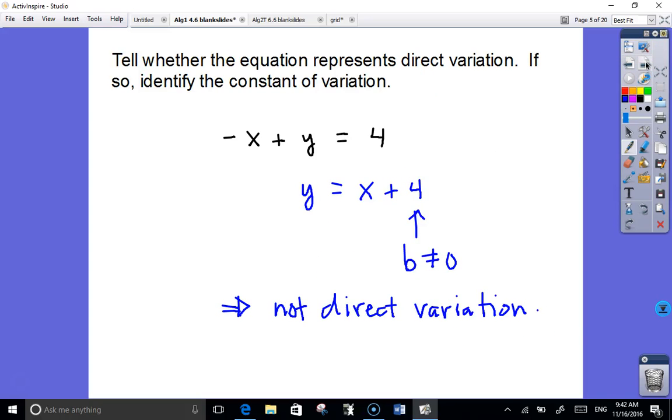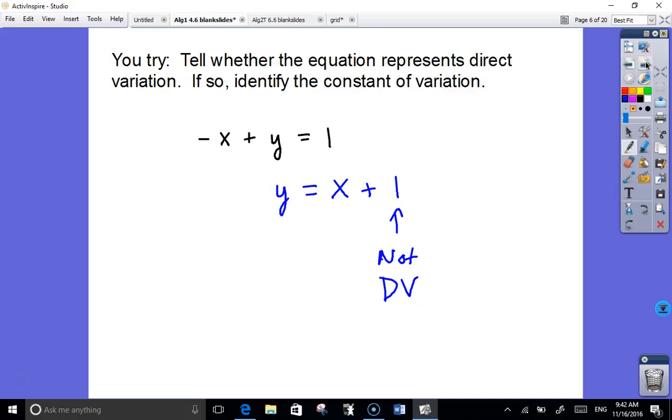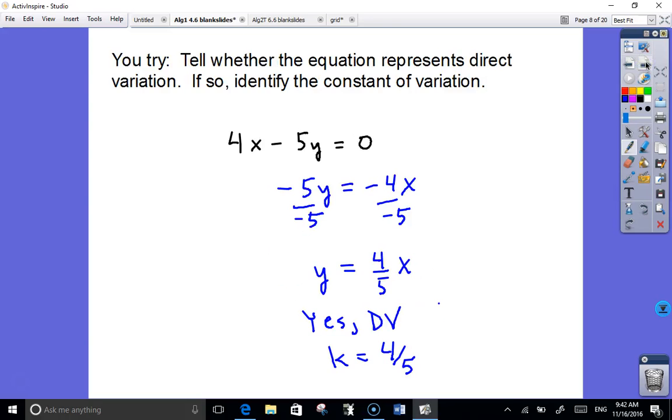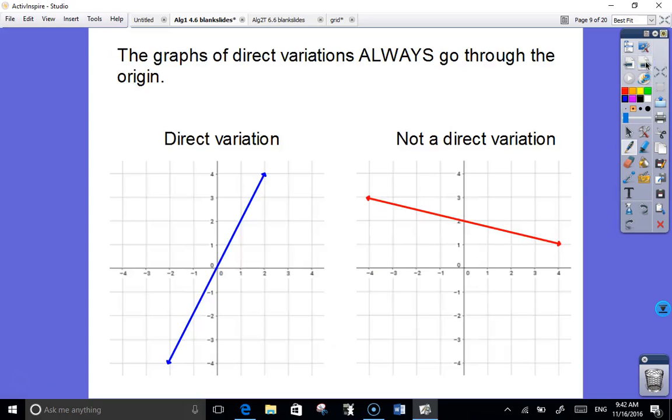This one had a 4, not a direct variation. That one had a 1, not a direct variation. That one had a 0, direct variation. That one had a 0, direct variation. I mean, you can answer that part of the question without solving, but you won't get the k unless you solve for y. Okay. So graphs of direct variations always go through the origin.